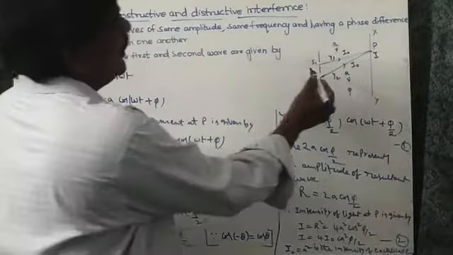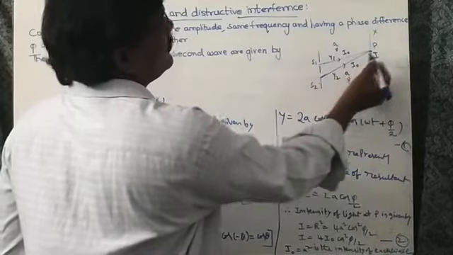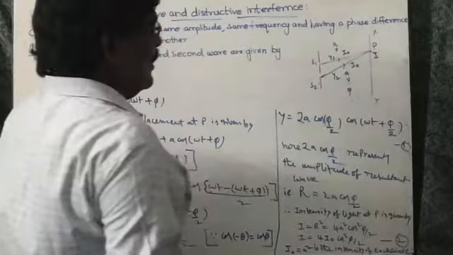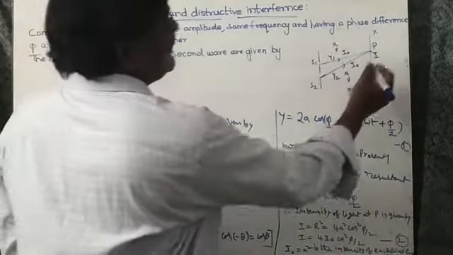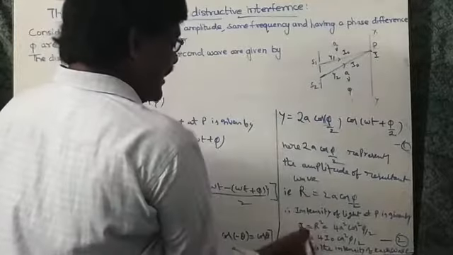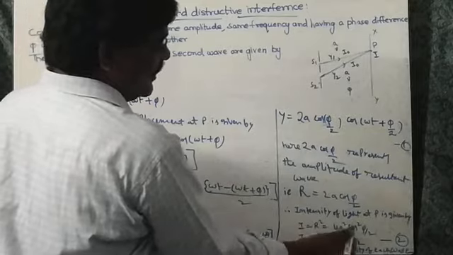That means two light waves coming from two slits, S1 and S2. These two rays are superimposed at P, and I is the intensity at P. I is equal to R squared, the square of the amplitude, that is equal to 4A squared cos squared(phi/2).